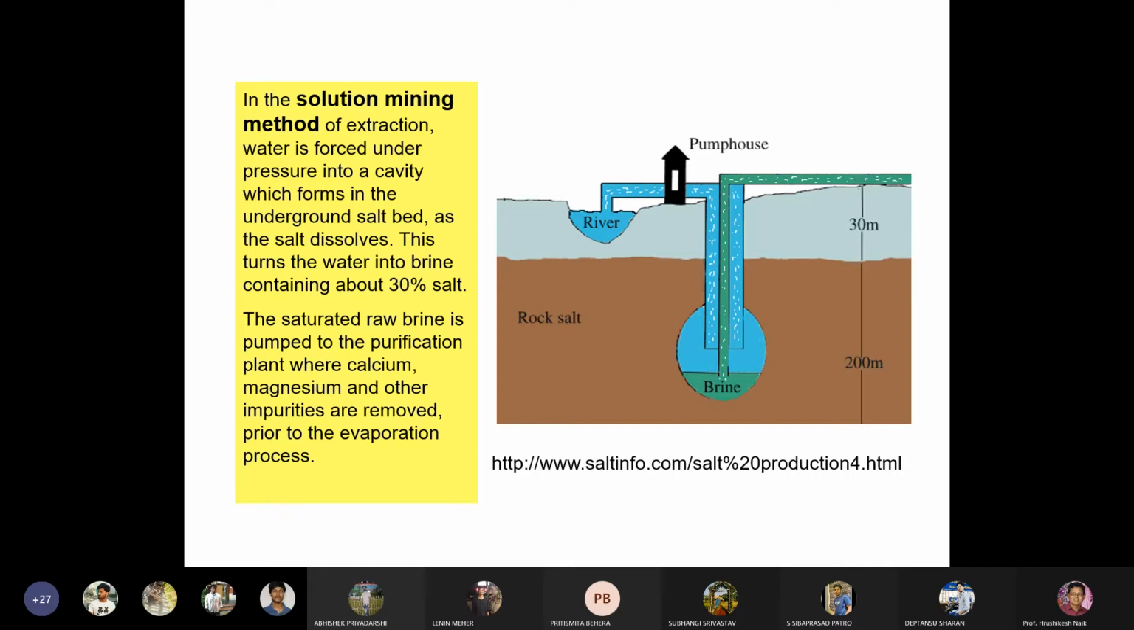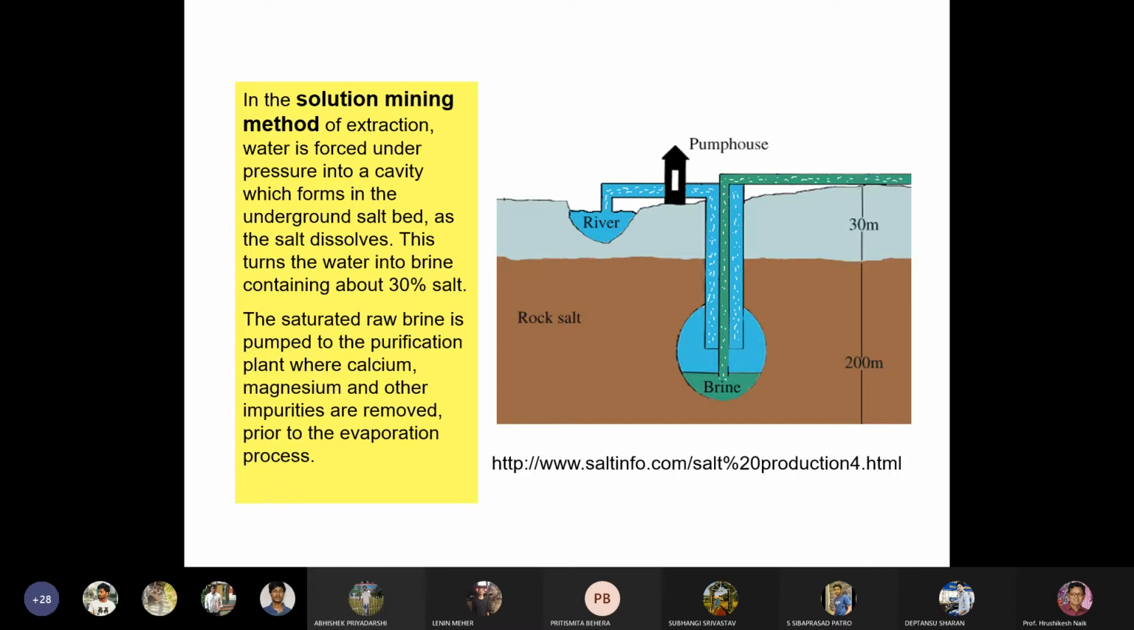The saturated raw brine is taken to the surface and pumped to the purification plant, where calcium, magnesium, and other impurities are removed prior to the evaporation process. So this is called solution mining.